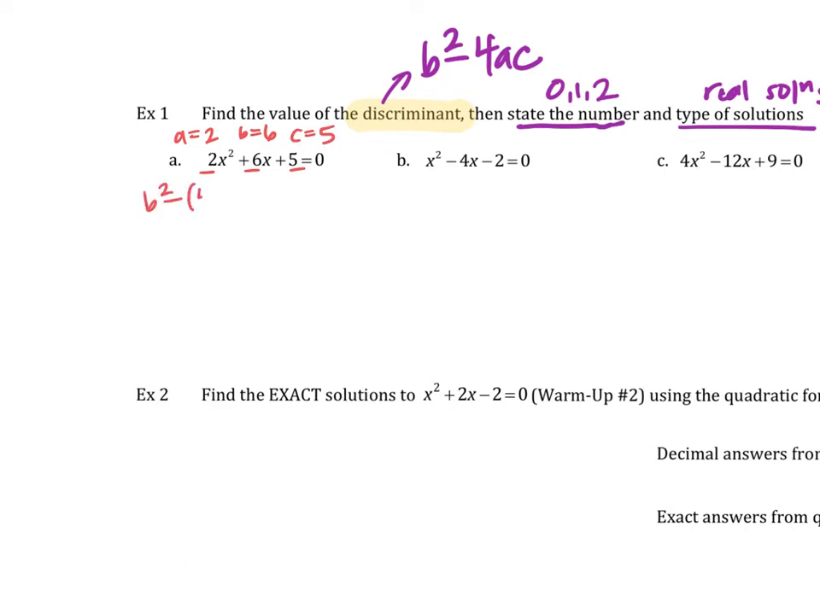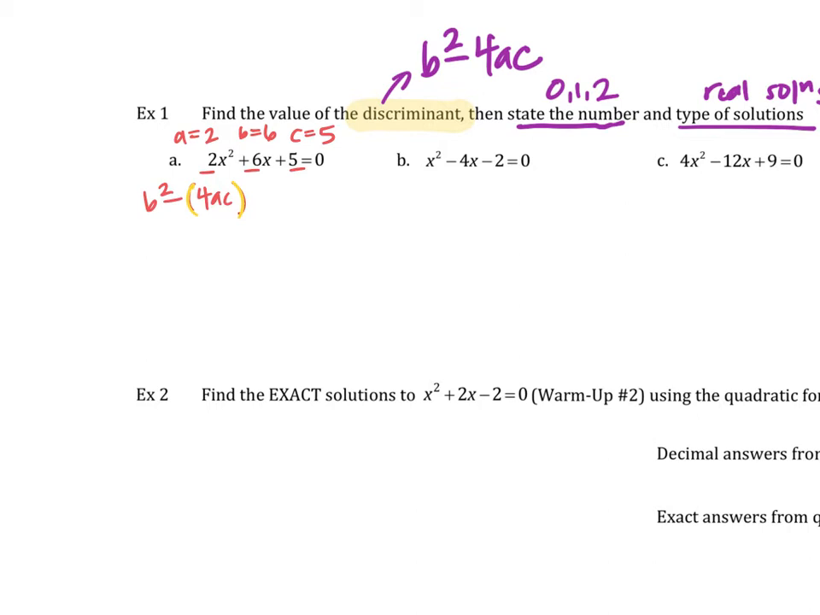So B squared minus 4AC. You'll notice I put the parentheses around 4AC because it's really important to help with our calculations. We won't get mixed up on negative signs. So we're just going to input the numbers.